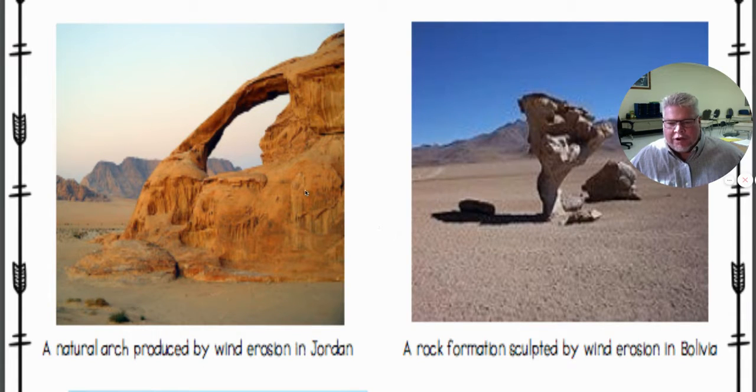There's a natural arch produced by wind erosion in Jordan. So it's in a sandy place where wind can pick up the sand, and sand, as it blows, can cause a lot of friction and begin to break down or weather the rock. So it formed a natural arch, a hole in the side of a hill. Here's a rock formation sculpted by wind erosion in Bolivia. So again, that sand has been blown against the bottom of it here and wore it down.